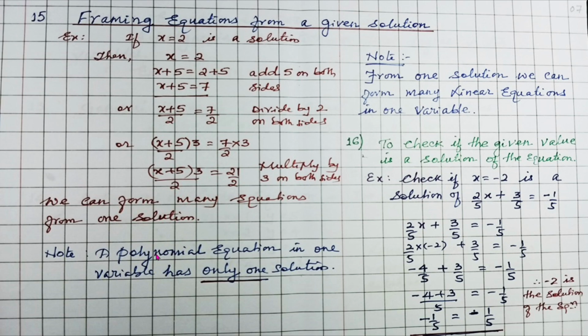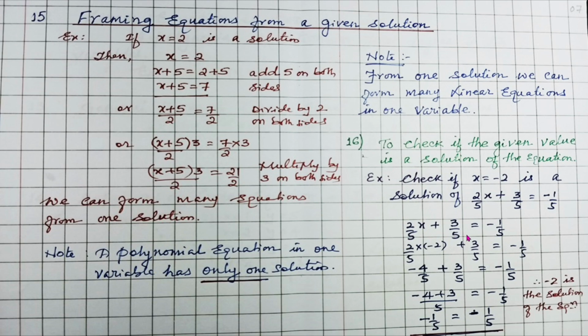Remember that. Therefore, a polynomial equation in one variable has only one solution, but from one solution we can form many linear equations in one variable. Now, to check if the given value is a solution of the given equation. Here we have been given an equation 2x by 5 plus 3 by 5 is equal to minus 1 by 5. We have to check if x is equal to minus 2 is a solution of this given equation. To do that, let us understand the procedure.